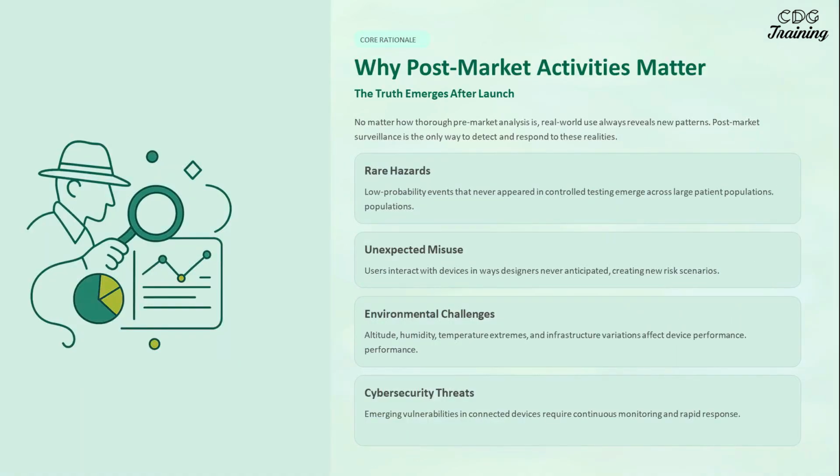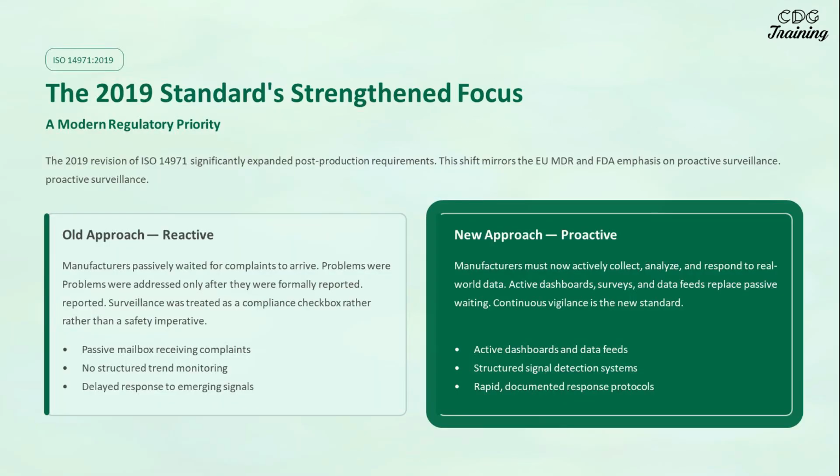Post-market surveillance is crucial as it reveals new patterns and hazards that weren't evident during controlled testing. It helps identify rare hazards, unexpected misuse, environmental challenges, and cybersecurity threats. The 2019 revision of ISO 14971 enhances post-production requirements, shifting from a reactive to a proactive approach. This includes active data collection and real-world analysis to ensure ongoing safety.